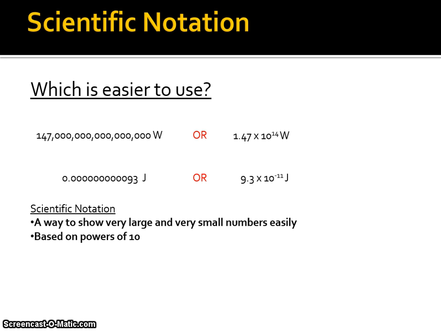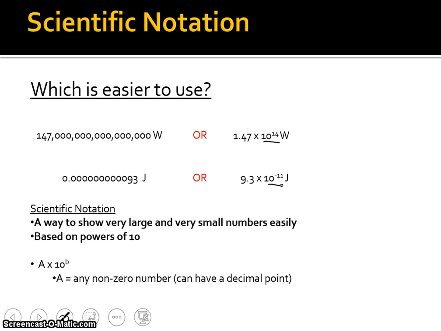Scientific notation is a way to show very large and very small numbers easily. It's all based on the powers of 10. As you can see, both of your numbers on the right here have a power of 10, right? 10 to the 14th here, 10 to the 11th here. Okay, pretty straightforward. It will be in this form: a times 10 to the b. These have specific names, and you should know them.